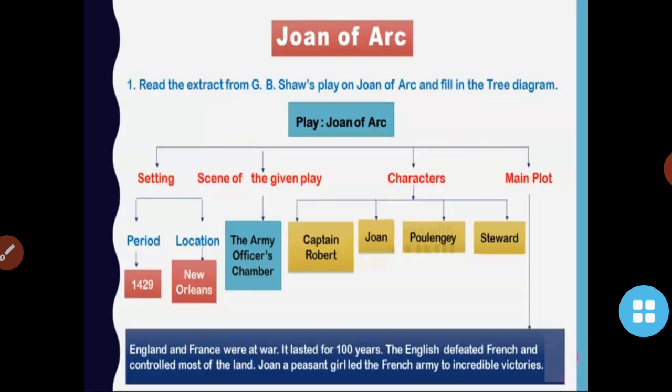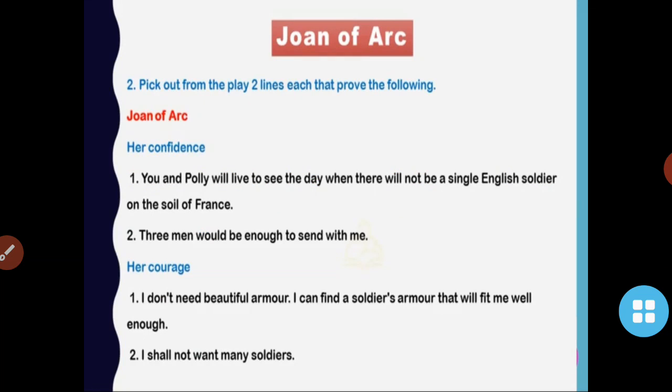So England and France were at war, and the war lasted for 100 years. The English defeated France and controlled most of the land. Joan, a peasant girl, led the French army to incredible victories.